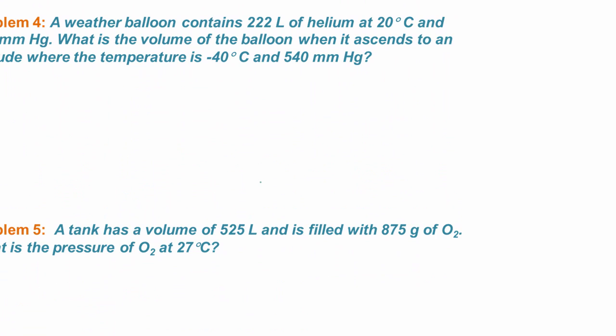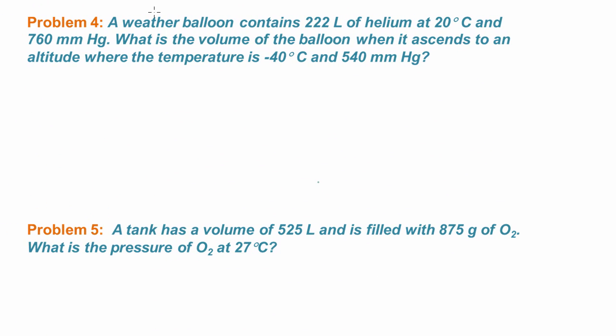Okay, here's another problem. A weather balloon contains 222 liters of helium at 20 degrees Celsius and 760 millimeters of mercury. What is the volume of the balloon when it ascends to an altitude where the temperature is negative 40 and the pressure is 540 millimeters of mercury? Again, you use the combined gas law when you're given a set of initial conditions and then some final conditions. In this case, I don't have to convert the pressure to atmospheres.